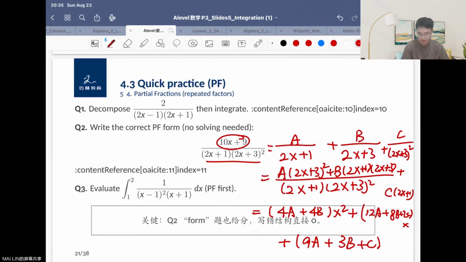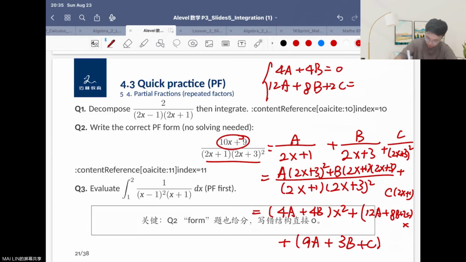Then you can solve for the coefficients using three equations: 4A plus 4B equals 0, 12A plus 8B plus 2C equals 10, and 9A plus 3B plus C equals 9. You can calculate the values of A, B, and C here. That is question 2.